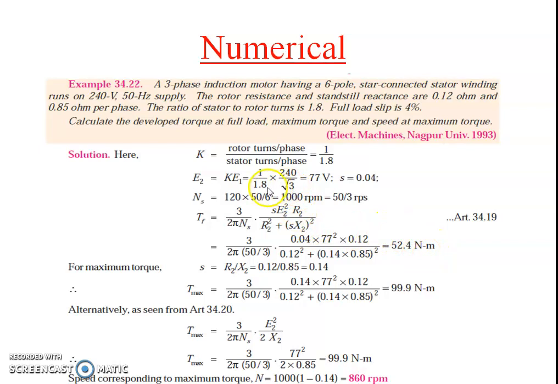So for this, I know that the condition for maximum torque is R2 equals S into X2, because they asked about the maximum torque in running conditions.